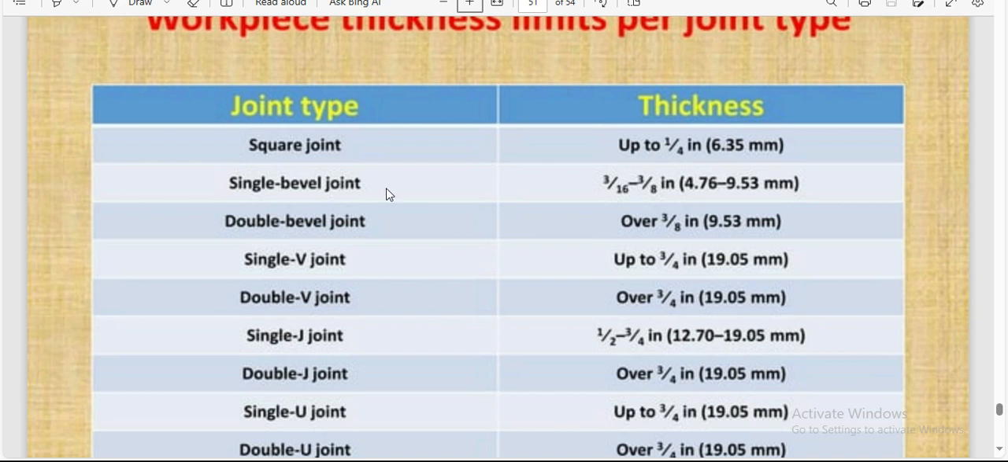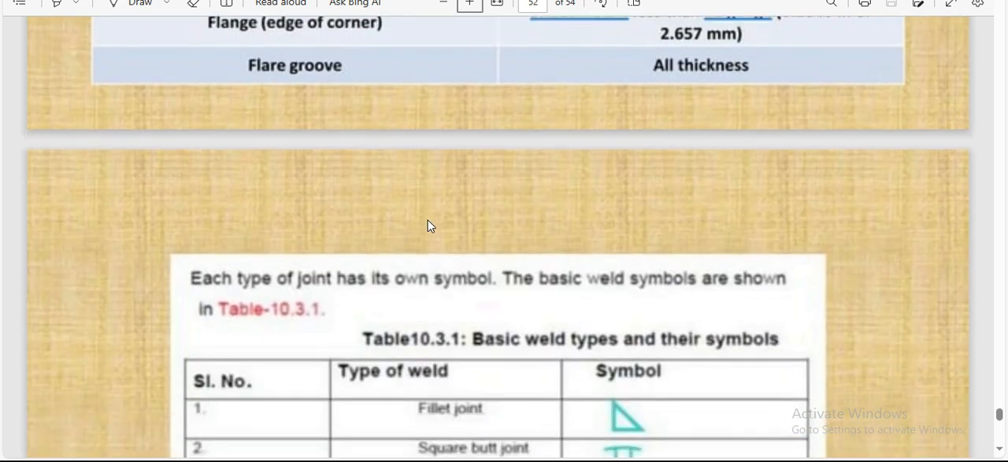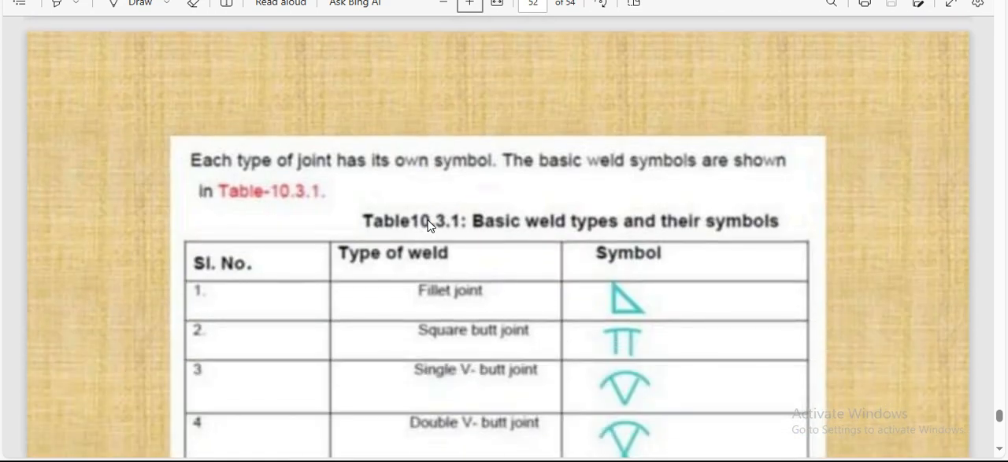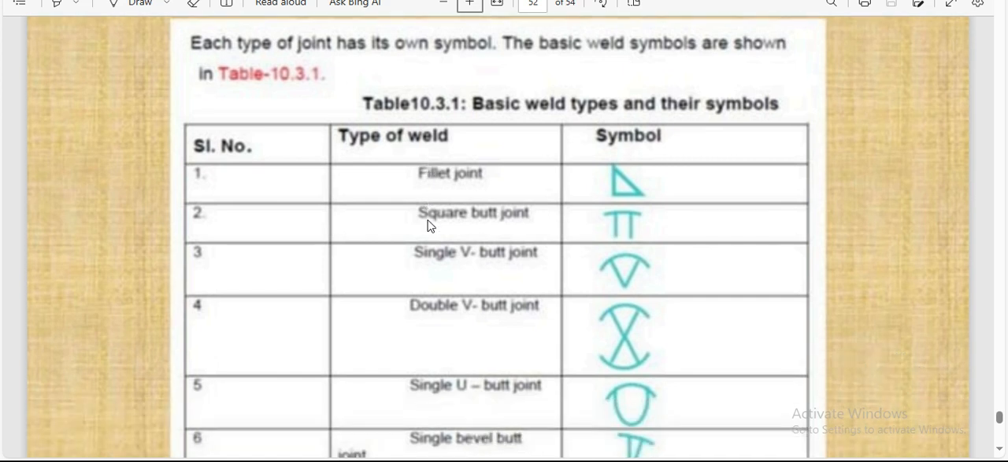Single bevel joint, if it is a single bevel joint, the thickness of the material should be 4.76 to 9.53 millimeters, in inches here. So the types of joints depend deeply on the thickness of the materials. Each type of joint has its own symbol of the welding process. The basic weld symbols are shown below. The basic welding types and their symbols, in number types of welding symbols.